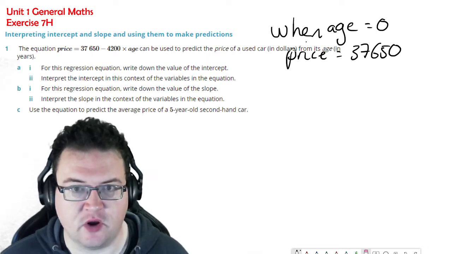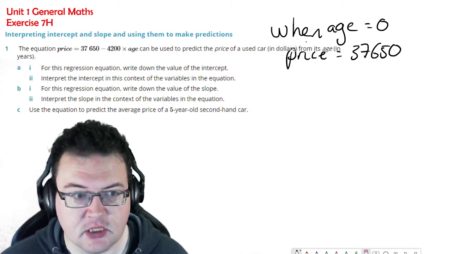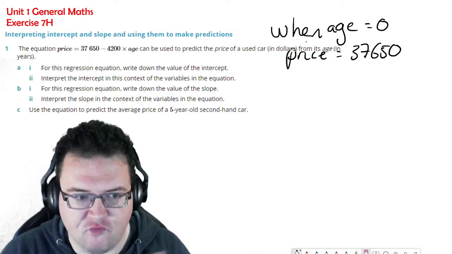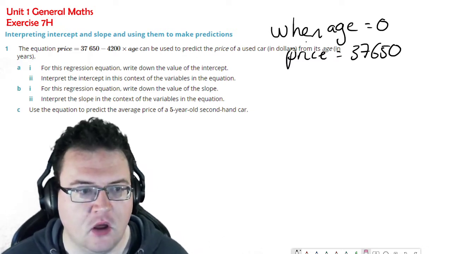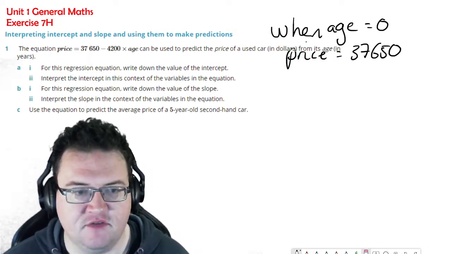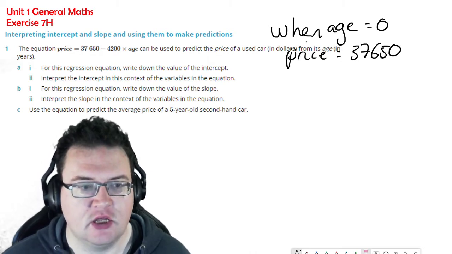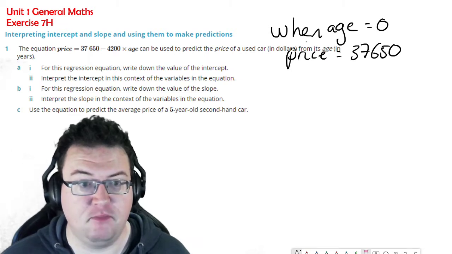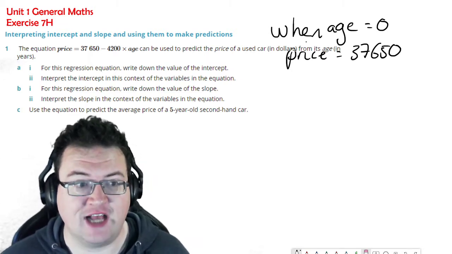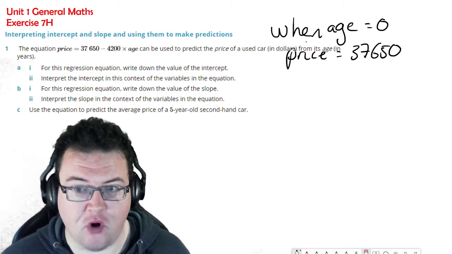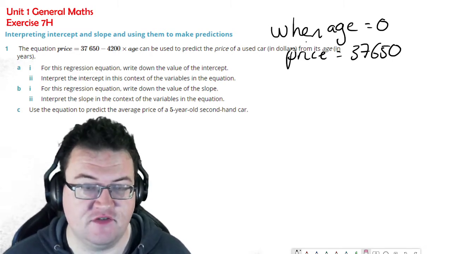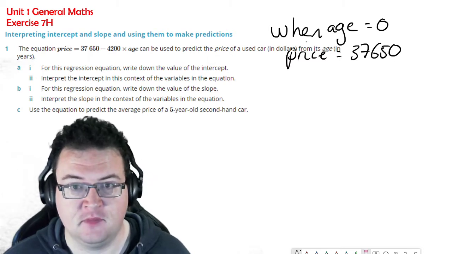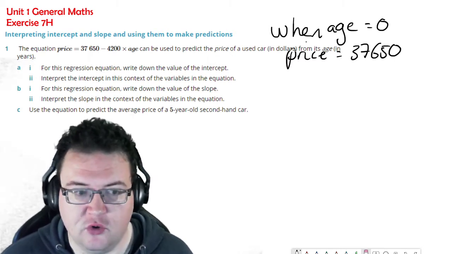Interpret this intercept in the context of the variables of the equation. All right, so this is going to require you to write a sentence. Interpret generally means you want to turn it into a written explanation. The intercept means that when the car is brand new, when the car's age is 0, its price will be $37,650. All right, that's all we're looking for.